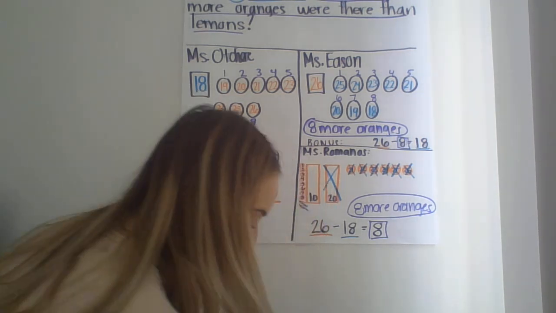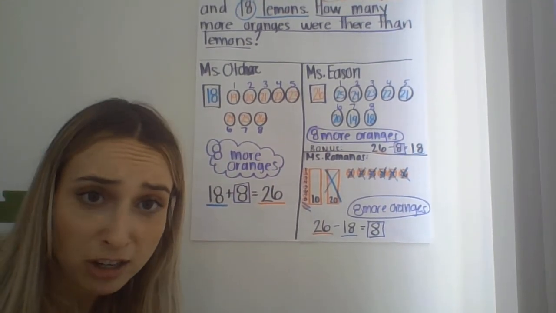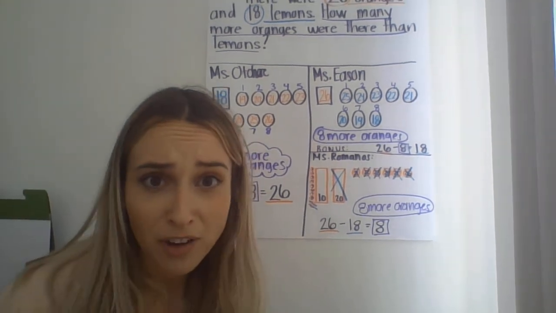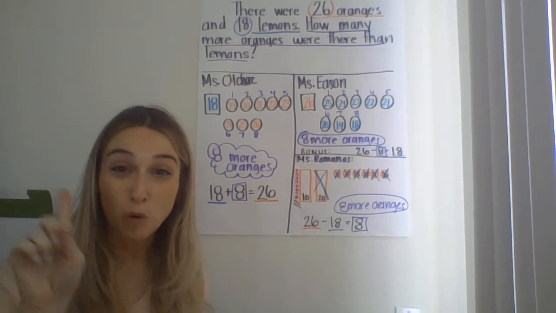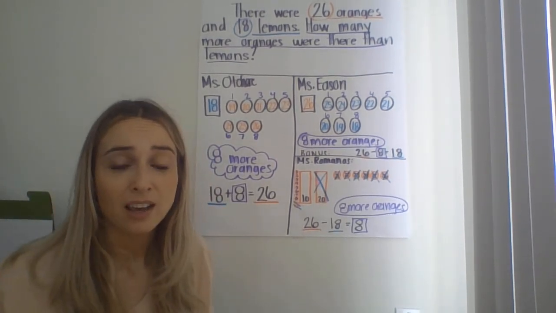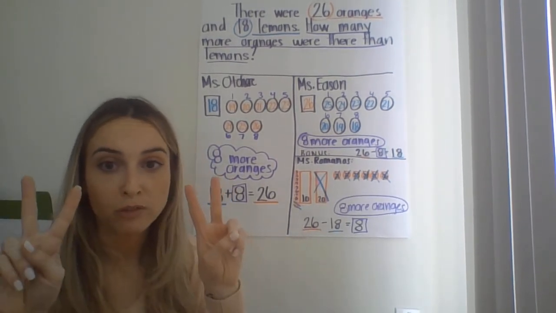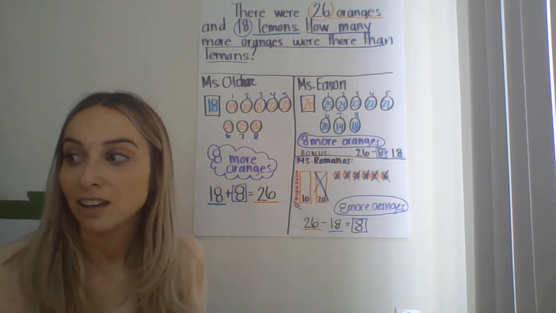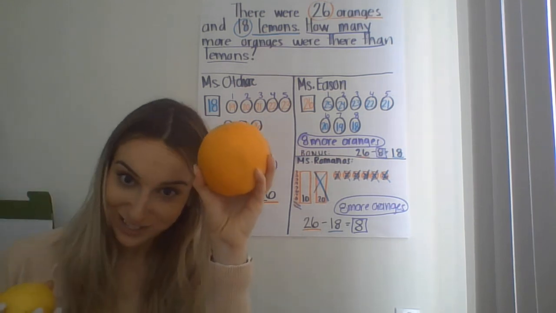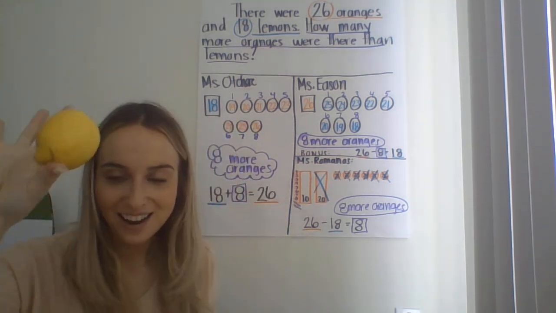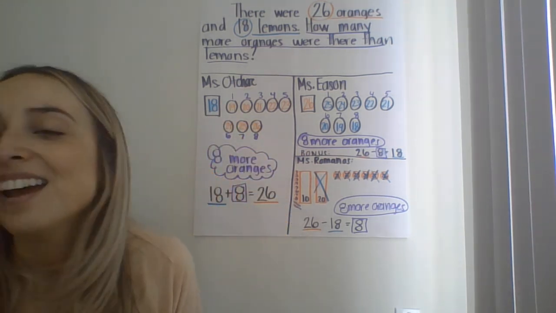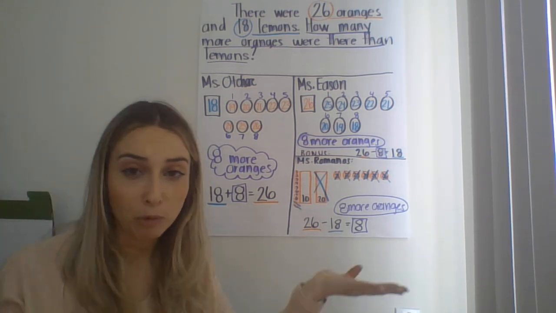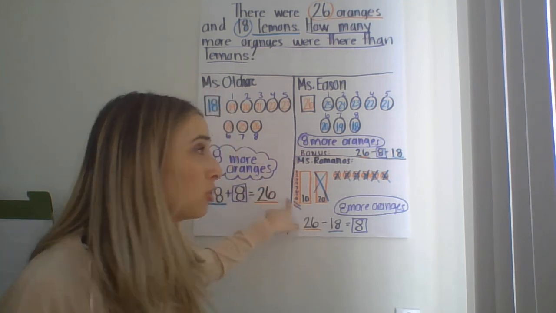All right. These are the juiciest strategies from all the first grade teachers that came together. We worked together to find out all these amazing strategies for this one problem. And our problem was being able to compare two different numbers. So we compared 26 oranges and 18 lemons. Now you guys know why I had these. And we were able to figure out using 3 different strategies.